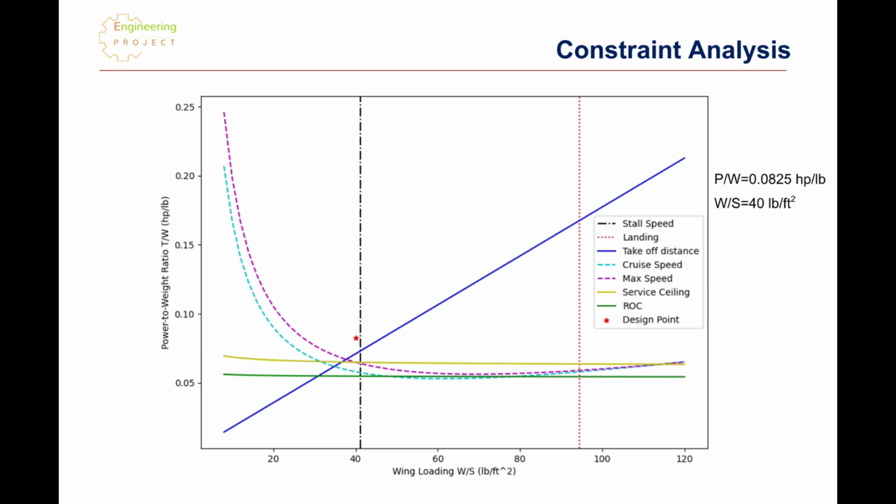After the design requirement, our next progression is the constraint analysis of our aircraft. Constraint analysis is important because if we don't get enough wing area and thrust, our aircraft will not be able to fly. So we need to do constraint analysis.